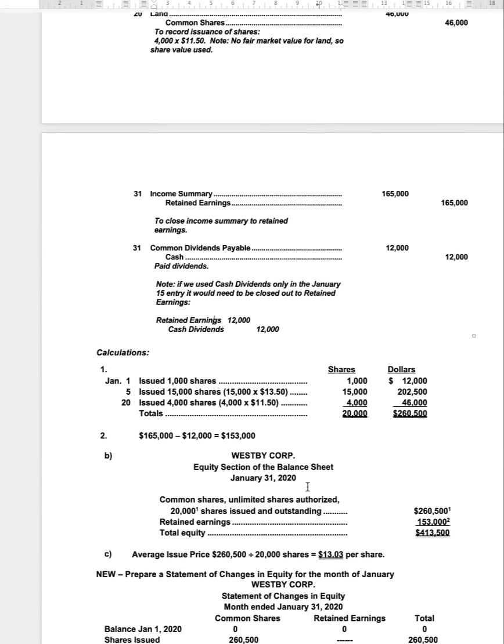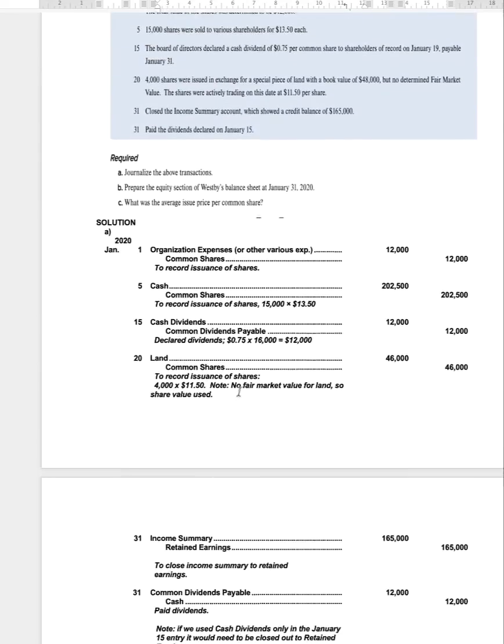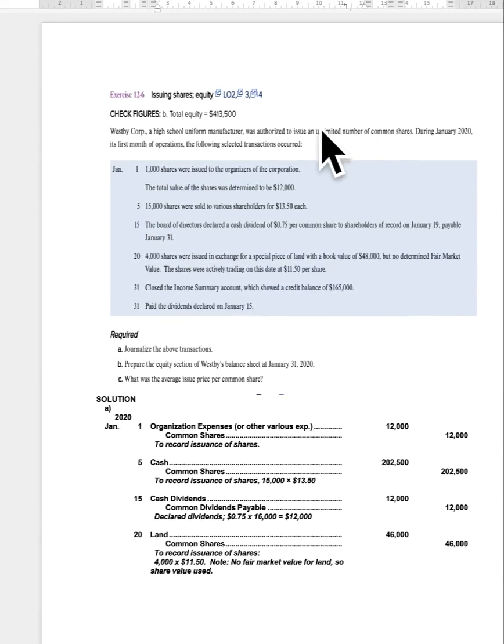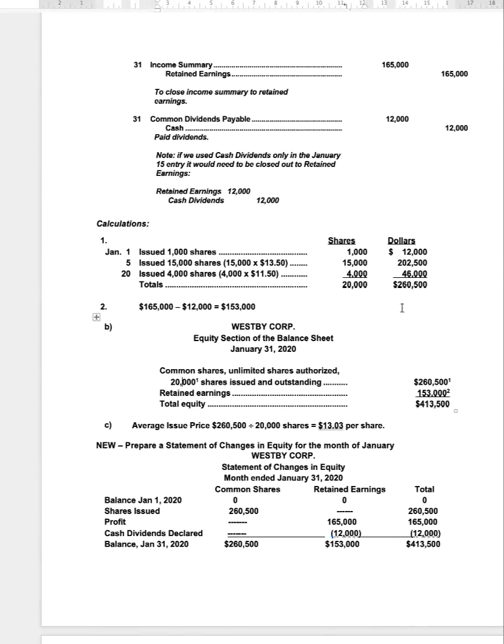So now, if we had to do the equity section, the calculations that we did here are going to help us. Why? Because in the equity section of the balance sheet, don't forget, all balance sheets are done at a date. We're only doing a partial, the equity section, but we'd have to show common shares, authorization limit, which the question told us up here was unlimited, right?